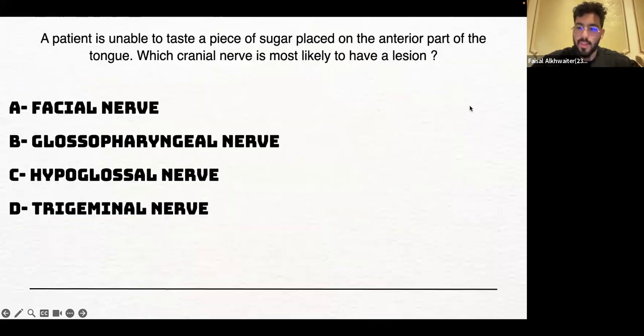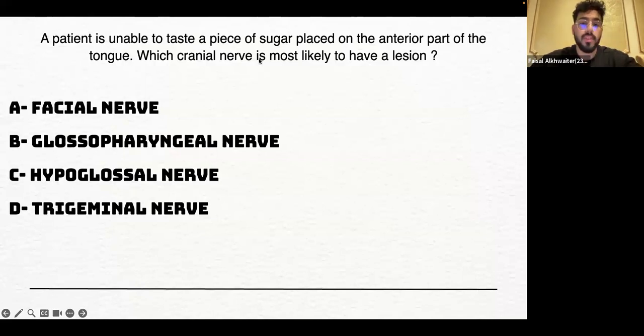So let us just start with the first question. Should I read it, or do you guys want to read the questions and answer? Okay, so I'm going to read the question. You guys just write in the chat what you think the answer is.